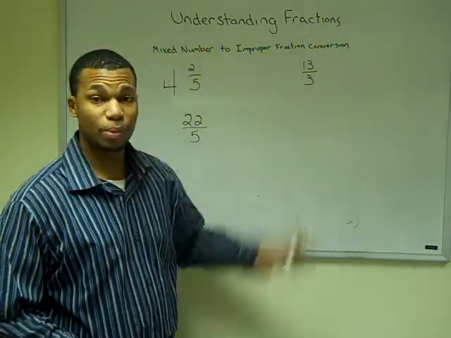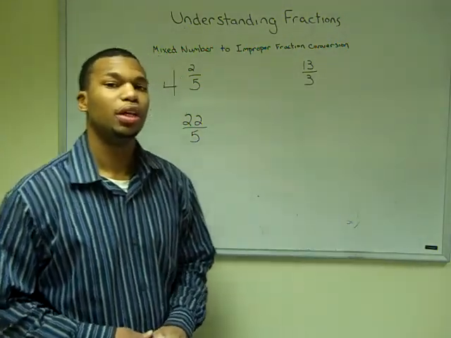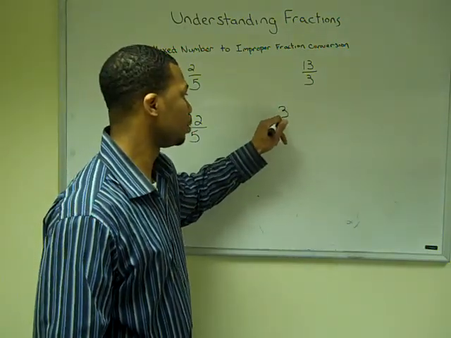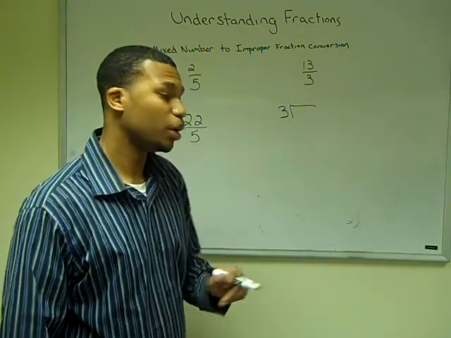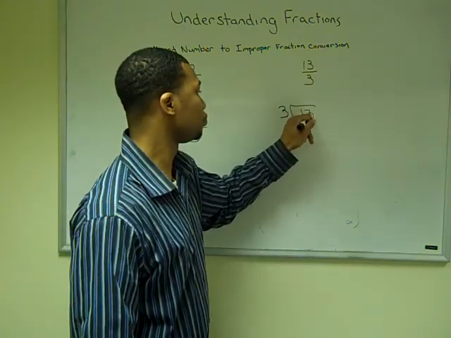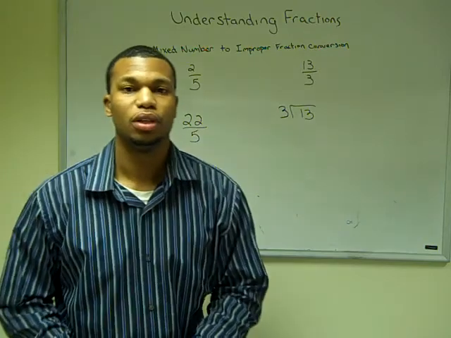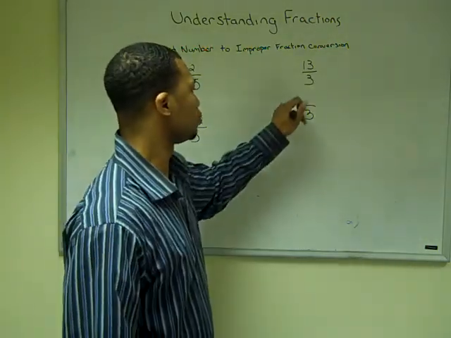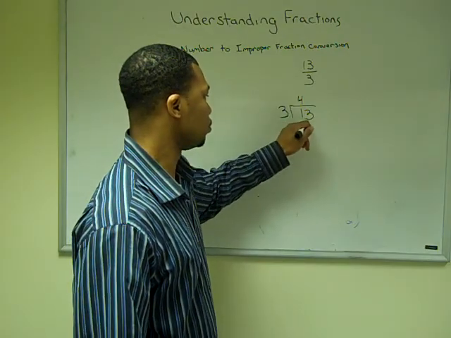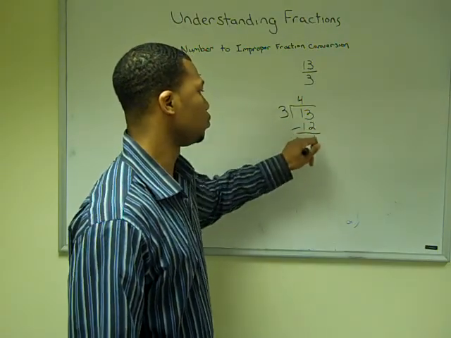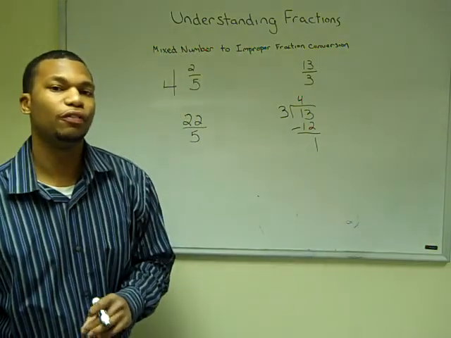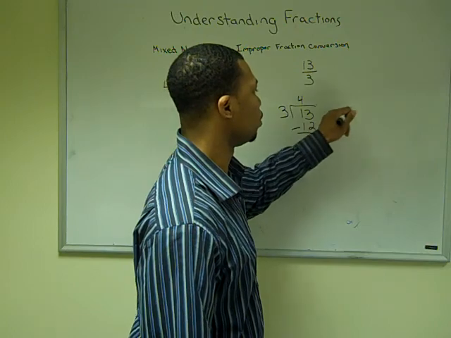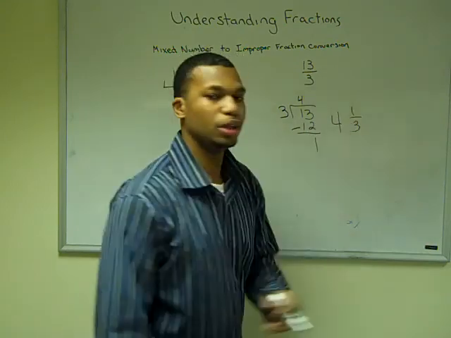Now to take this improper fraction and turn it into a mixed number, I'm going to take the bottom number, the denominator 3, set up my long division bar, and put 13. Now 3 can go into 13 4 times, with a remainder of 1. So therefore, my mixed number would be 4 1/3.